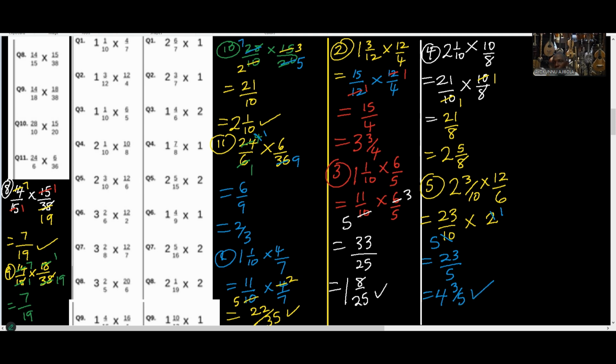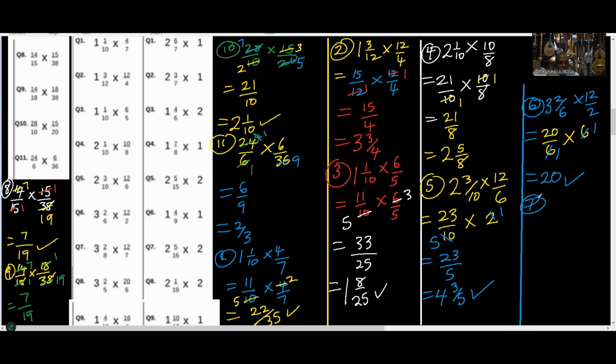Then the next one, number 6. For number 6, we have 3 whole 2 over 6 times 12 over 2. Are you watching this? Yeah. 12 over 2 is the same as 6. So 6 times 3 is 18. 18 plus 2, that is 20 over 6 times 6. Then 6 here 1, 6 here 1. So the answer is 20.